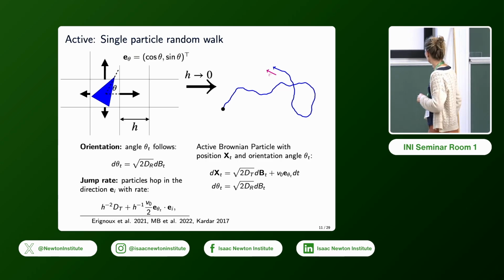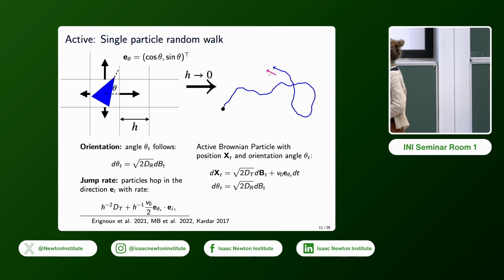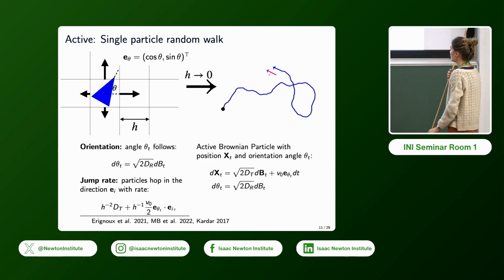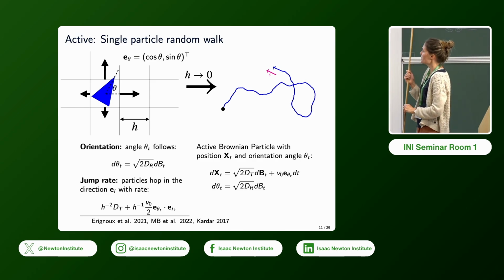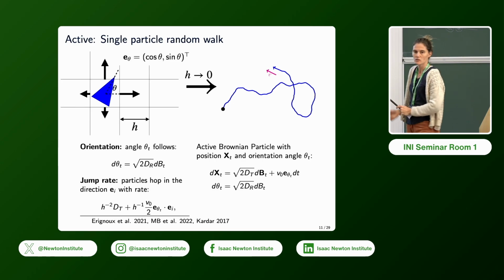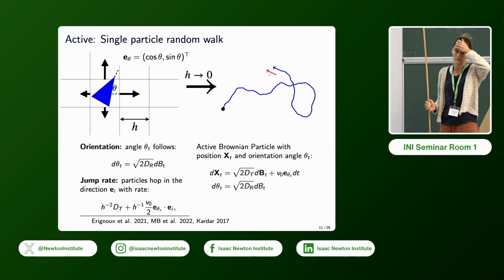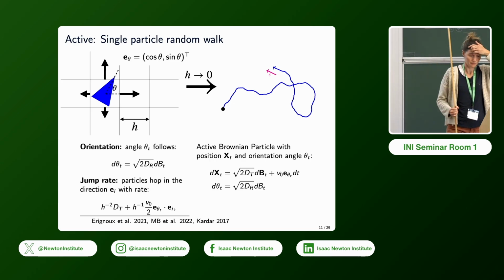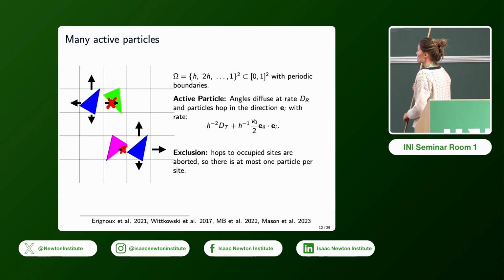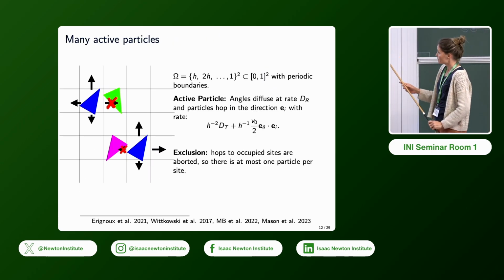So in this case here, the jump rates to go here or here are much higher than here or here. And the idea of these rates, as before, is that if you take h to 0, that's what you'll converge to. Right, so this is now just one particle, and of course what we want to do is put many of them.